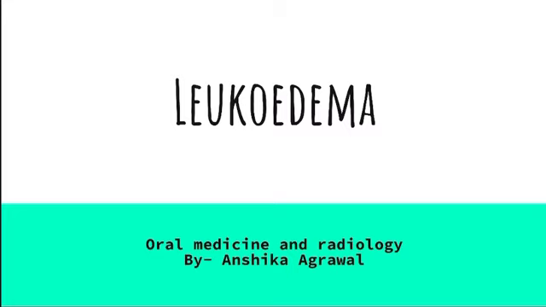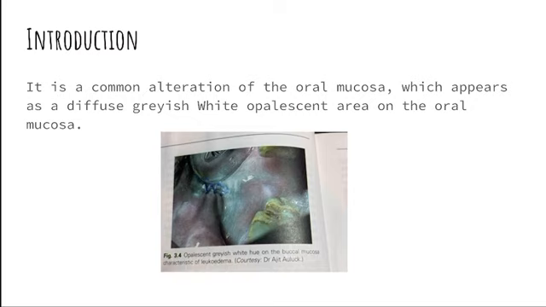So beginning with introduction, it is a common alteration of the oral mucosa which appears as a diffuse grayish white opalescent area on the oral mucosa. So it is a very common alteration of the oral mucosa, which means it is a change in the anatomy of the oral mucosa. It is a kind of benign condition, and clinically it can be seen in a diffused form, or it can be seen in patches of grayish white opalescent areas in the oral cavity.